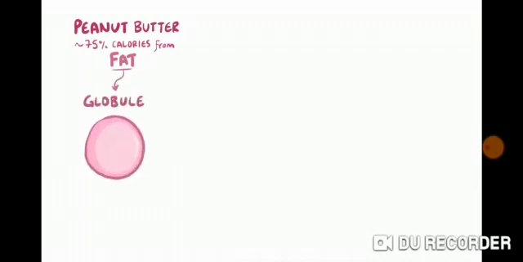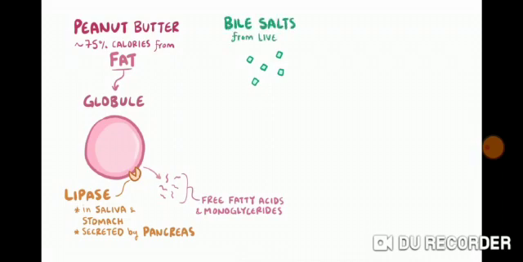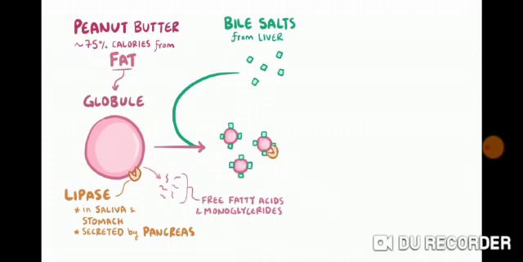Enzymes called the lipases present in the saliva, the stomach, and secreted by the pancreas can break down the triglycerides into free fatty acids and monoglycerides. But working on the surface of the globule is inefficient. So to speed up the things, bile is produced by the liver, which breaks up these large fat droplets into smaller droplets and increases the surface area for the lipase to work.